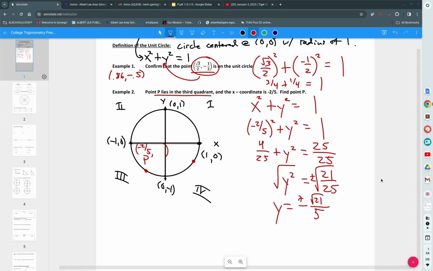So what do you think my answer is? Is it positive root of 21/5? Is it negative root of 21/5? Or is it both of them? Why is it the negative? It's in the third quadrant. If you're in the third quadrant, the y value must be negative. This is the negative root of 21/5.